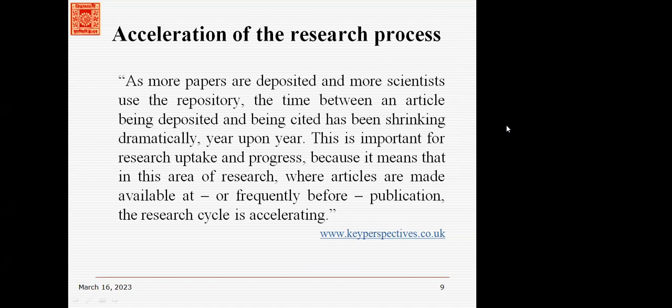So it is seen that in the areas of research where articles are made available at or frequently before publication, the research cycle is accelerating. The time gap between the article being deposited and being cited has been shrinking dramatically year by year. So openness also accelerates our research process.